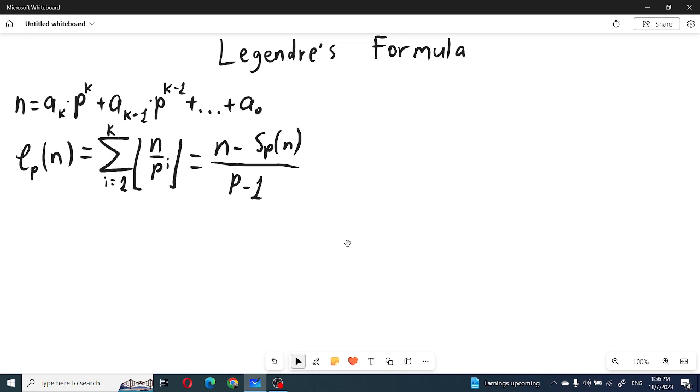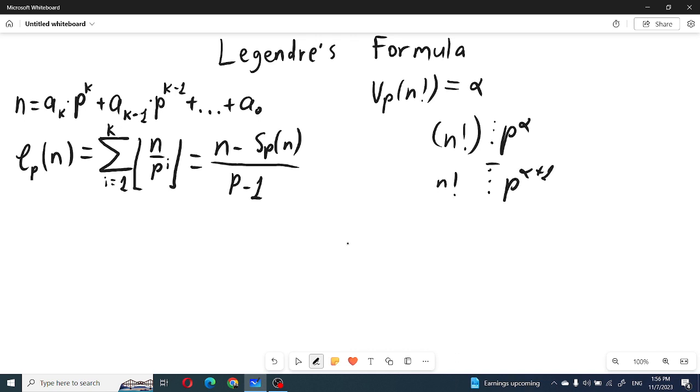Hello, today I will prove Legendre's formula about n factorial. Vp of n factorial means which power of p divides n factorial, and if this is alpha, it means that n factorial is divisible by p to the alpha, but not divisible by p to the alpha plus 1.